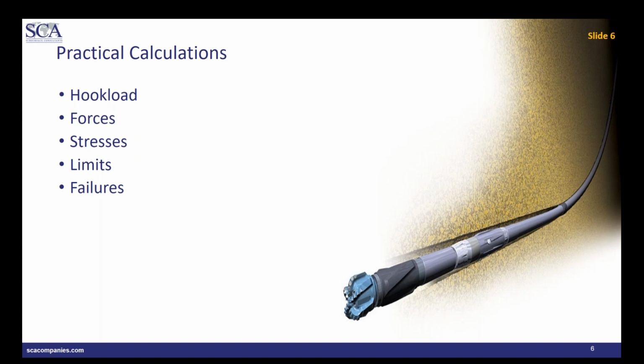One is the hook load. What are the forces acting along the string? What are the stresses? What are the limits that we deal with? What are the assumptions of the models that we have gone through? Then finally, failures. Can we avoid the failure zone? Can we be within the failure zone? How do we avoid or mitigate?